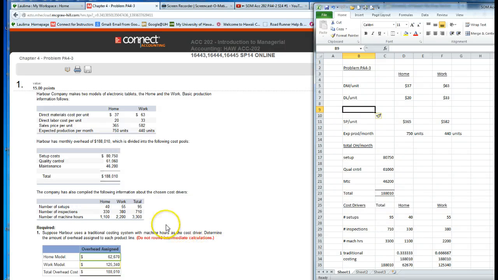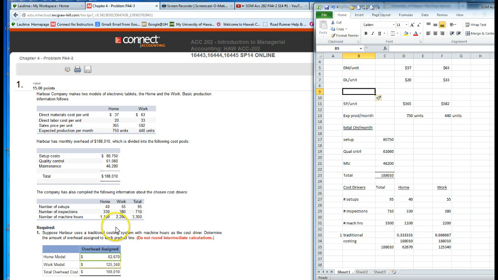Okay, here we have problem PA4-3. This is Accounting 202, and the topic of this chapter is ABC costing. This is good stuff.